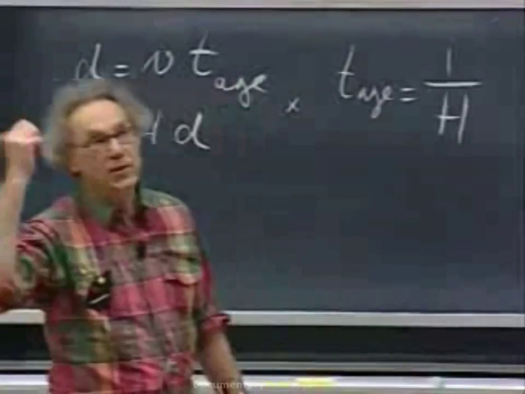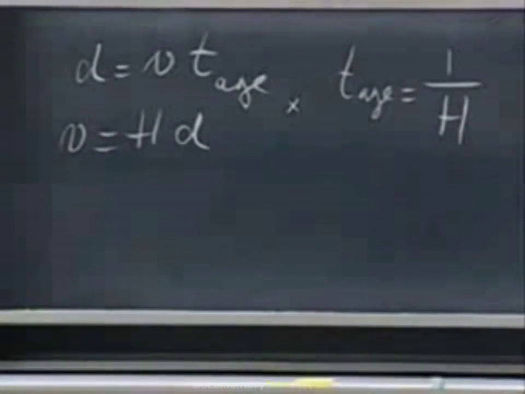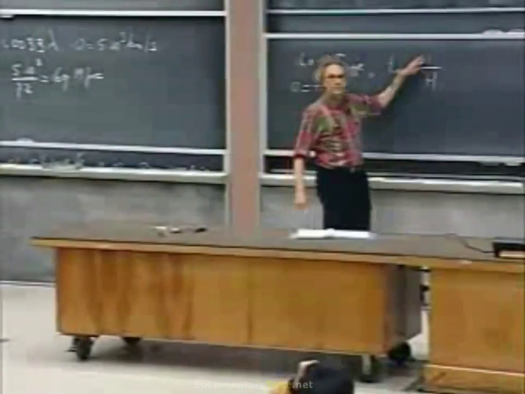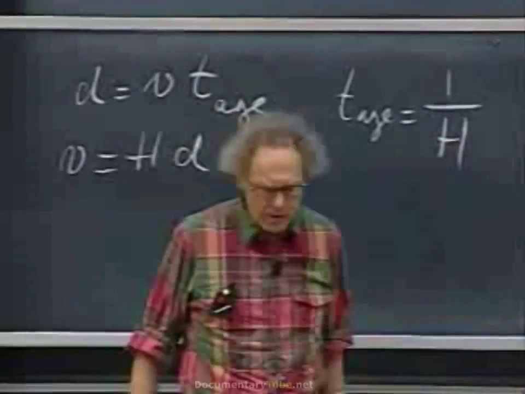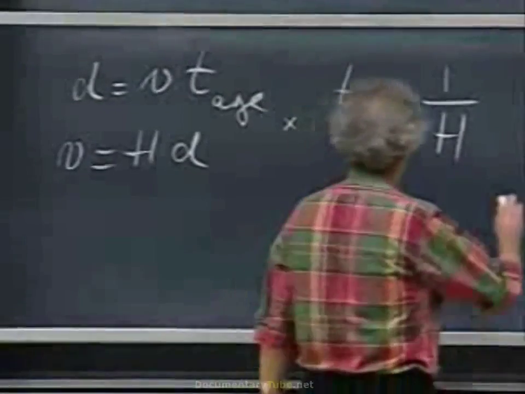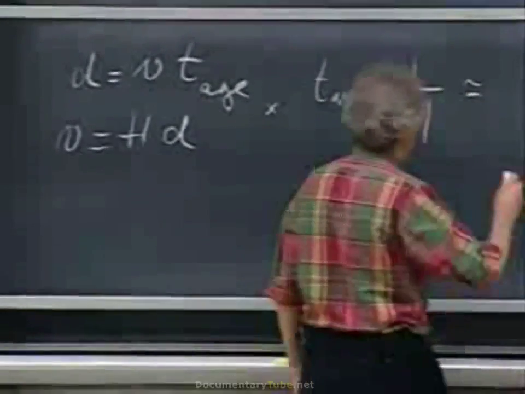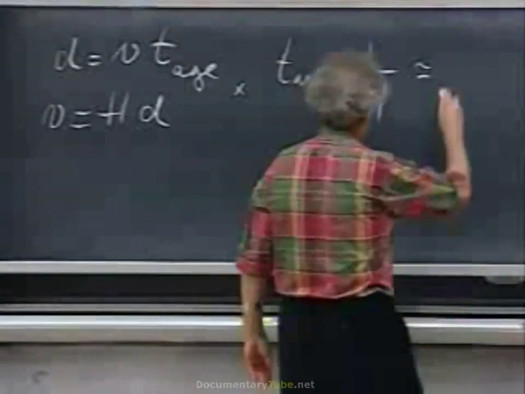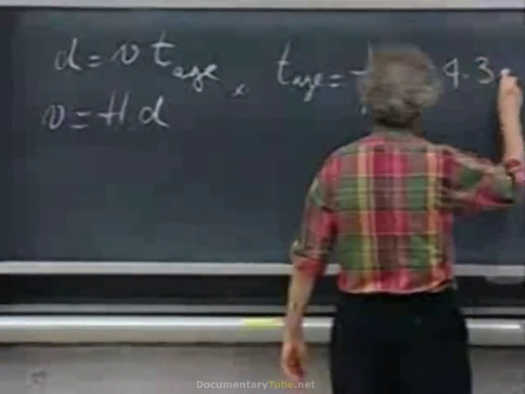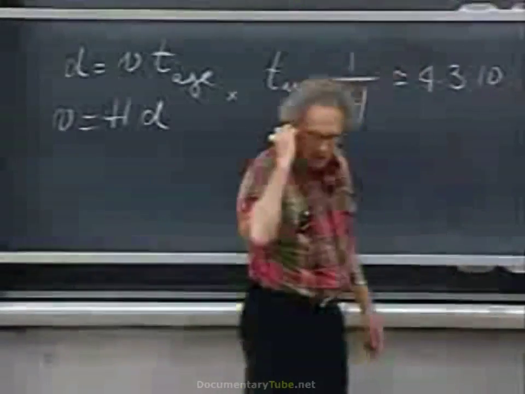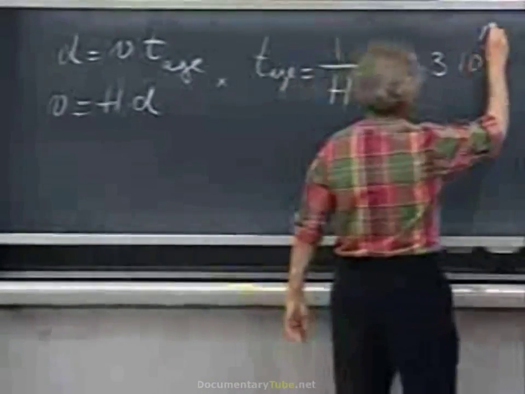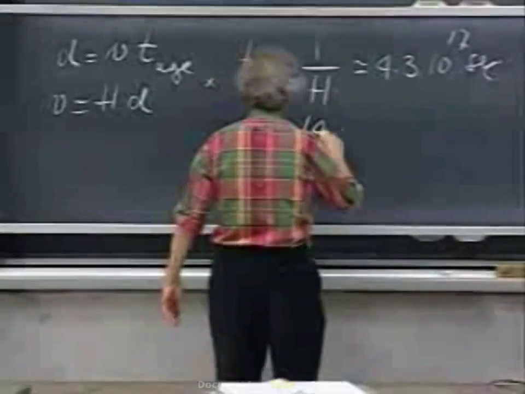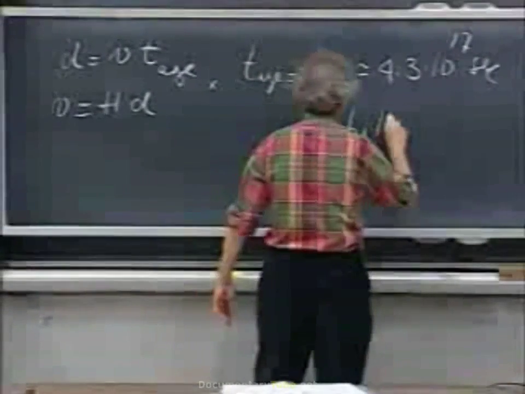If you take h, the one that we believe in nowadays, and you calculate 1 over h, and you work in MKS units, you'll find that it is about 14 billion years. I'll first give it to you in seconds. It's about 4.3 times 10 to the 17 seconds. And that is about 14 billion years.